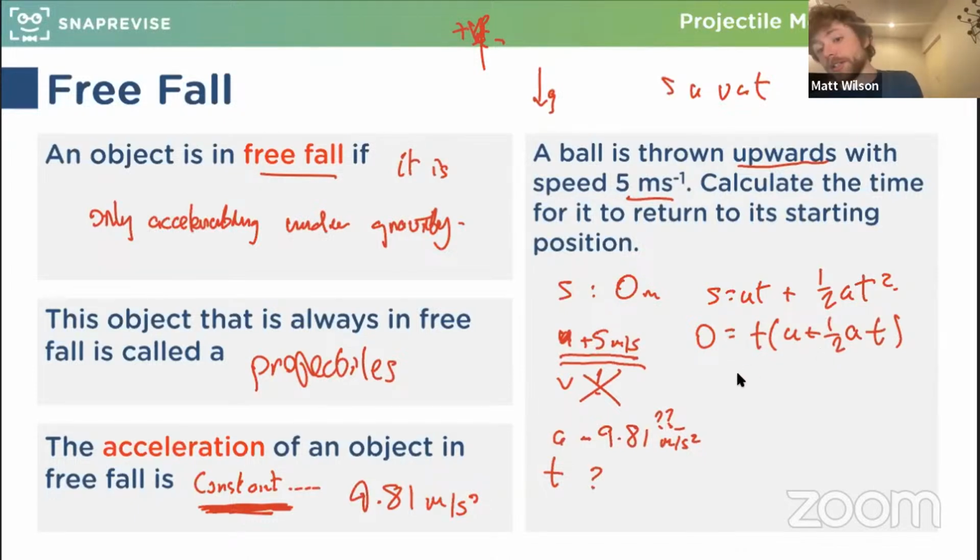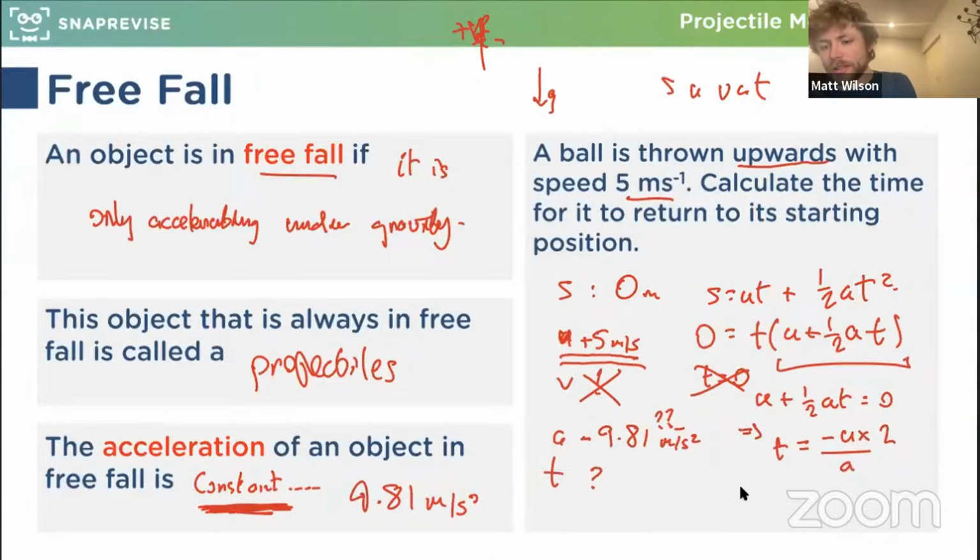And so we have two solutions to this equation. Either t equals 0. Well, of course, at time t equals 0, our displacement would be 0. But that's not the answer we're looking for. We're looking for some other time. So the equation we have to solve is u plus 1 over 2 a t equals 0, which implies in turn that the time is equal to minus u times 2 over the acceleration, which implies that our time is equal to minus 5 times 2 over minus 9.81. And if we chuck that in a calculator, we'll get 1.02 seconds.